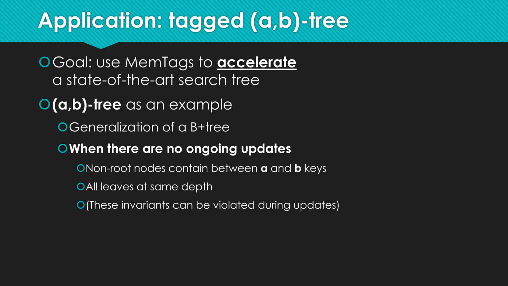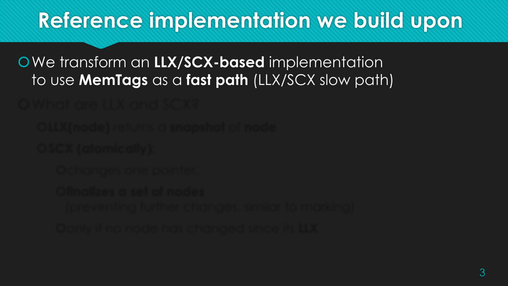Now these so-called balance invariants can be violated during updates, which allows us to be a little bit more concurrency friendly. But when there are no updates ongoing, these invariants hold strictly. Okay, so what we're going to do is take an existing implementation of an A-B tree that uses the LLX and SCX synchronization primitives, and try to transform it. As a fast code path, we modify it to use MemTags instead of LLX and SCX, and if we fail to make enough progress on the MemTags fast path, we'll fall back to the LLX and SCX-based slow path.